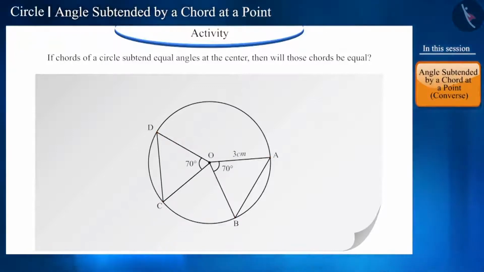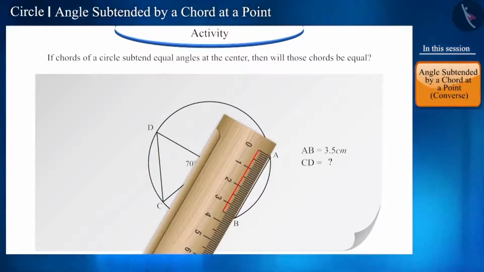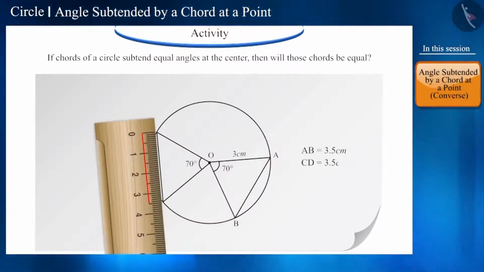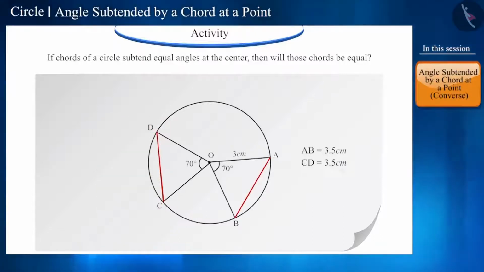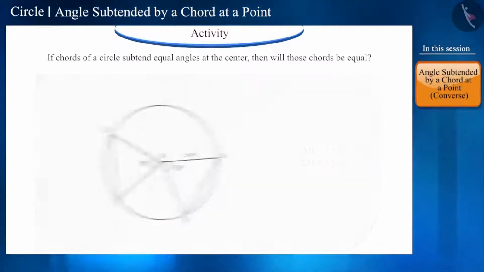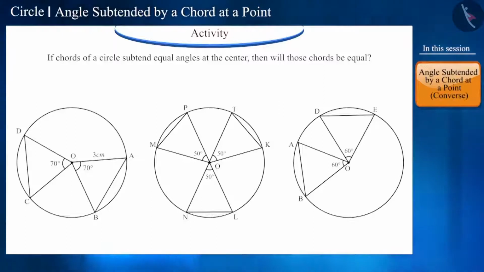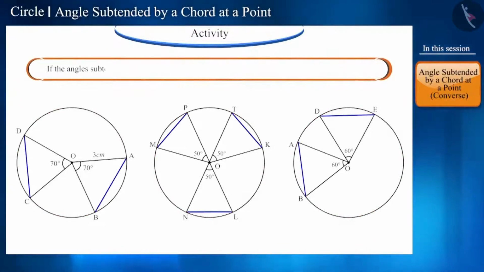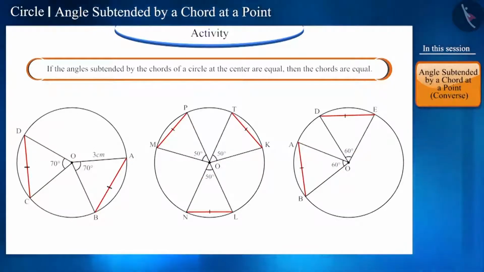Now we have got chords AB and DC. Find their measurement. Friends, you can see that these two chords are equal. You can repeat this activity by taking more circles. Friends, you will come to the conclusion that if the angles subtended by the chords of a circle at the center are equal, then the chords are equal.